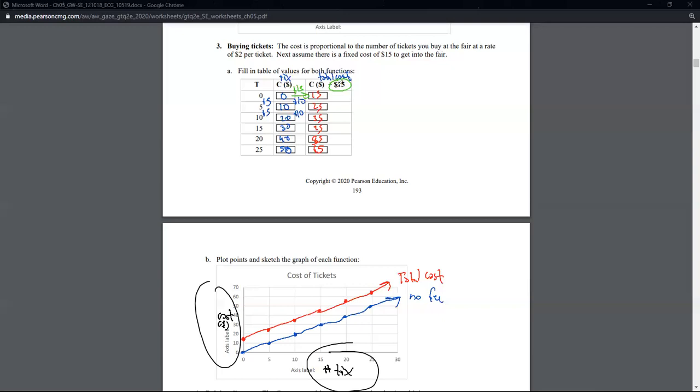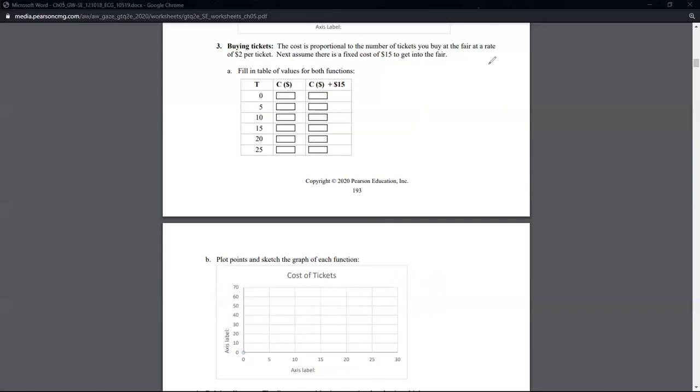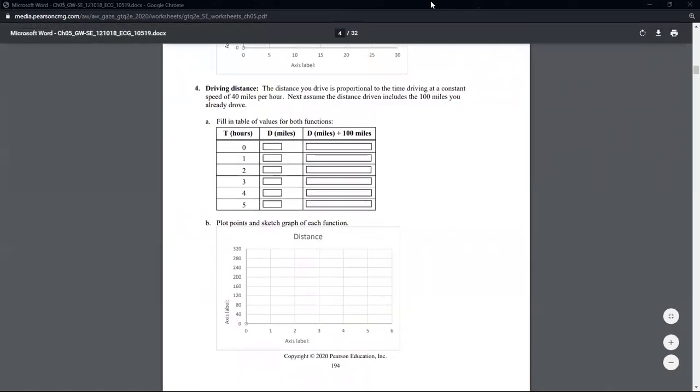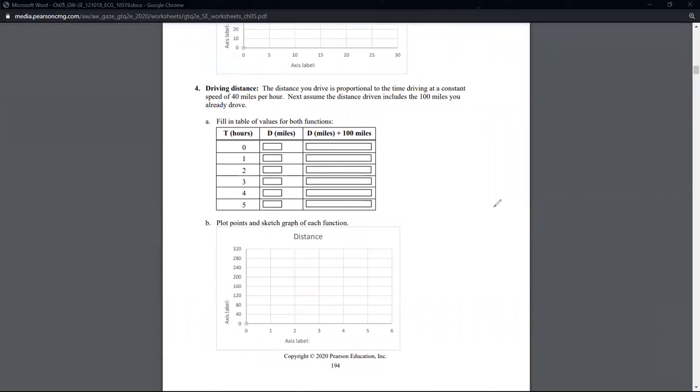Labels are critical. All right, let's do another one. Here we go. Driving distance. The distance you drive is proportional to the time driving at a constant speed of 40 miles per hour. This is true. No stoplights, no turns, no potty breaks.